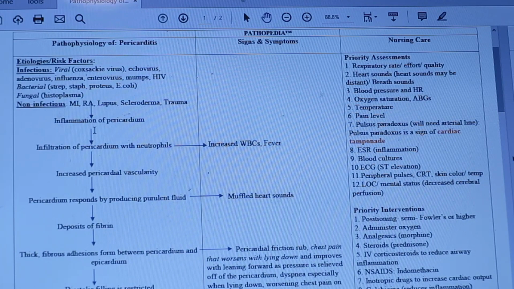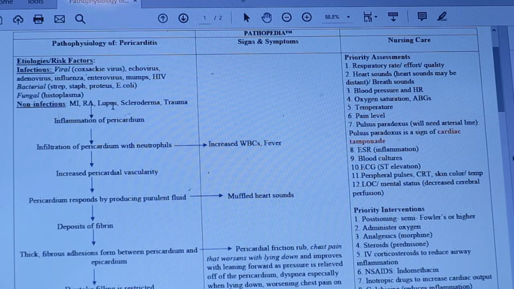Then in arrow form, I have described how these etiologies and risk factors lead to the initiation of the disease process within the body. So any of these risk factors, let's say it starts out as a viral illness, the Coxsackie virus, which is the most common viral cause. Well, any of that Coxsackie virus, as well as any of these other risk factors, be it an MI, rheumatoid arthritis, lupus, whatever, sets off the inflammatory cascade, right?